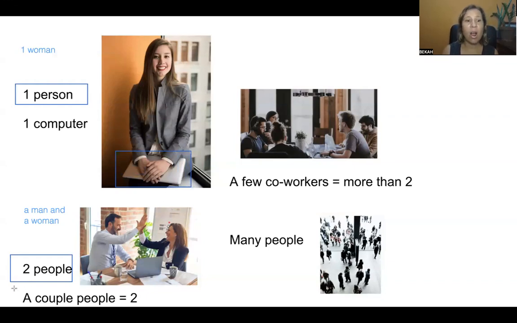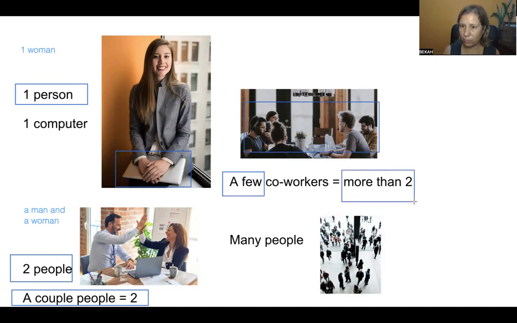I can say there are a couple of people. A couple are two people. Here are a few coworkers. A few are more than two. Many people is a lot of people. There are many people in this picture. There are a lot of people in the picture.